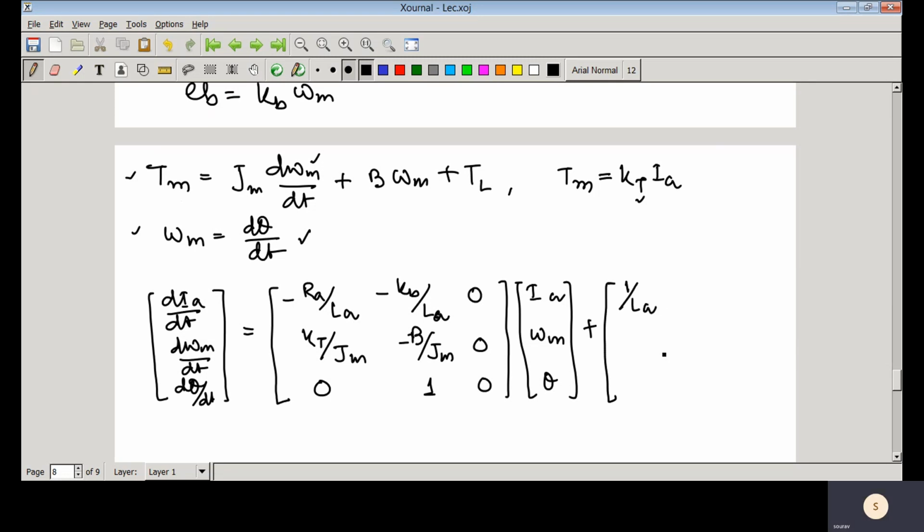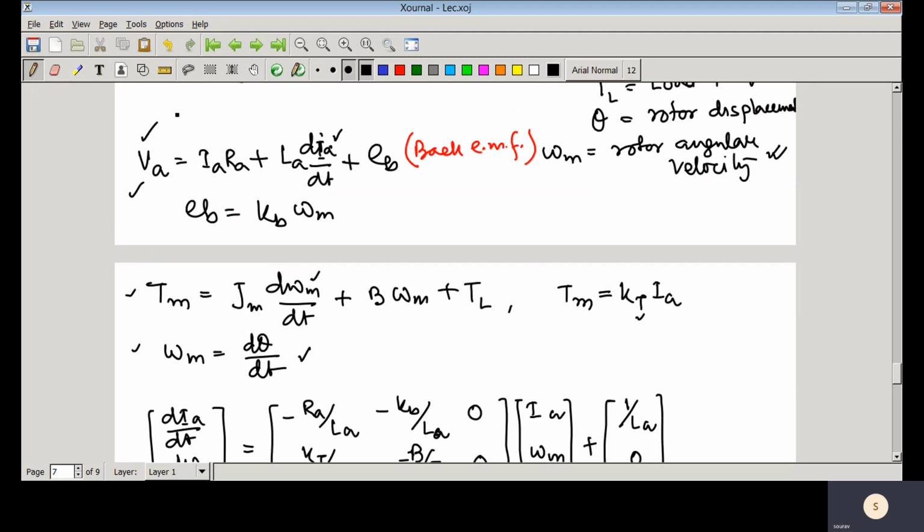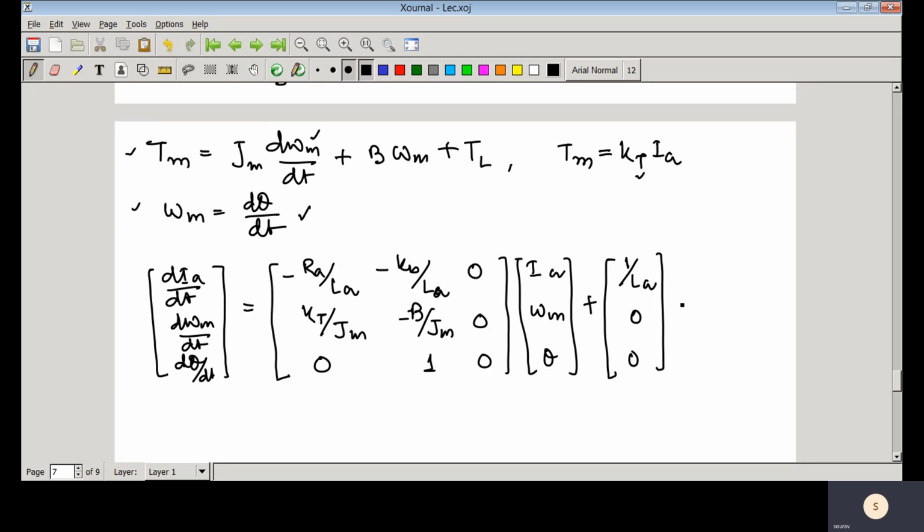Interestingly, you can see there are 2 inputs. One input is the applied voltage, that is VA. Another one is the load torque. We treat the load torque as a disturbance, so that is why I have separated it from the control input VA. This is the input matrix, and this is also an input matrix, but it is associated with the disturbance signal.